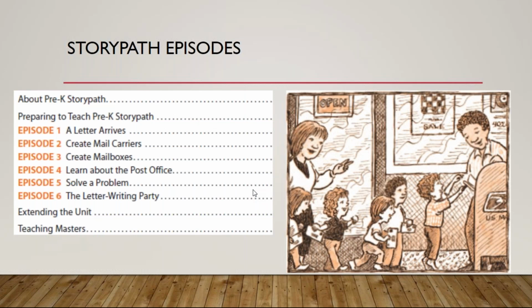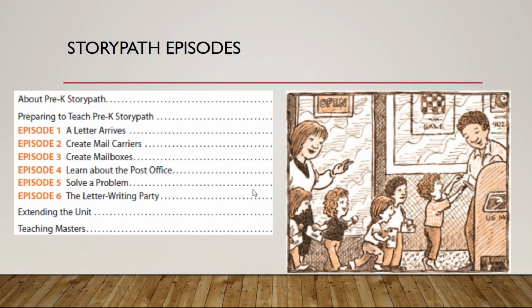So the first thing they're going to do is introduce the concept of mail and create mail carriers. They even create a little mail carrier hat that they can wear. It's really cute. They create mailboxes with homes and streets, delivery trucks, all that would be in the play area. They learn about how the post office works and write letters, deliver mail, collect mail.